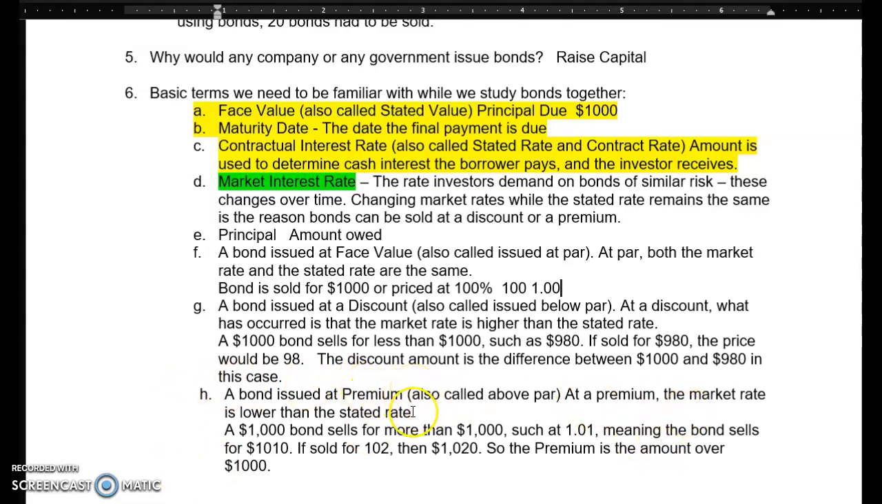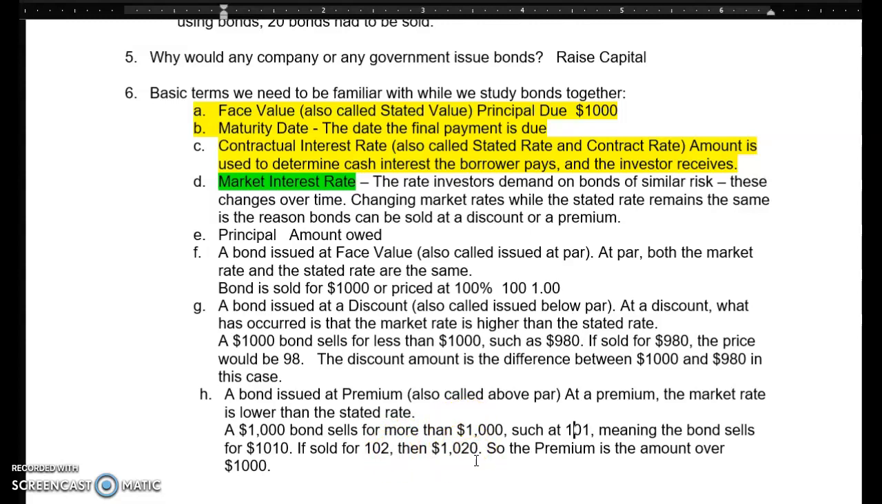The market rate is lower than the stated rate. So a $1,000 bond sells for more than $1,000, such as 101 or 1.01. If it's sold at 101, 1.01 times 1,000, type that in your calculator, is 1,010. Let's say it's 102, then 1.02 times 1,000 is 1,020, and it can be 102 without the decimal, by the way. And this could be 1.01 without the decimal. So 102 times 1,000 is 1,020.